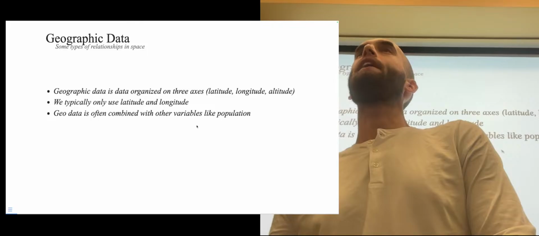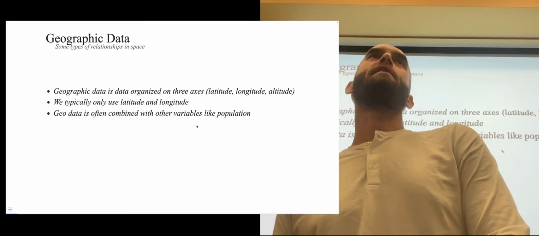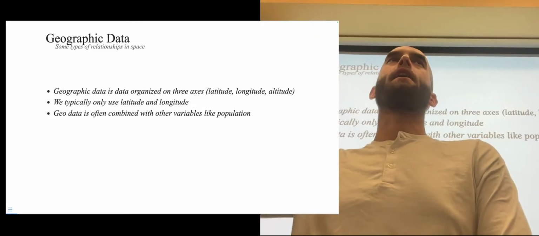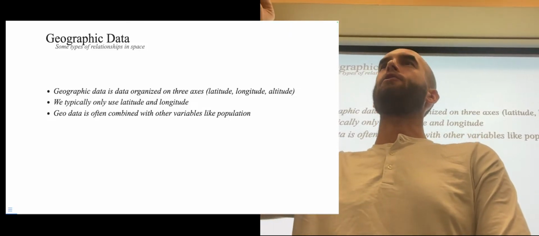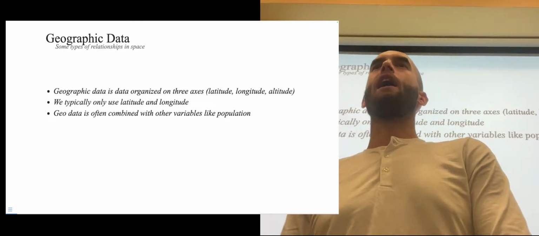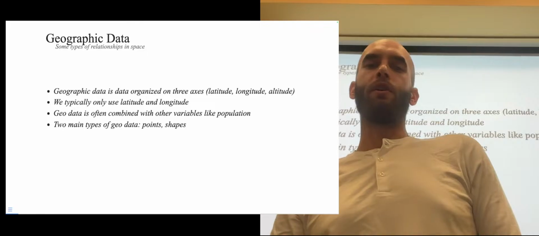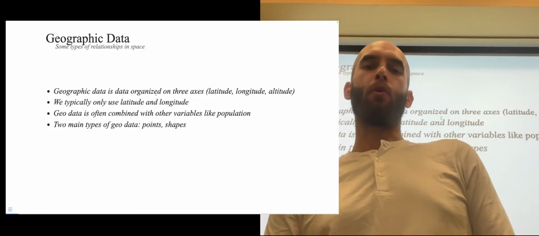And then, like in the homework, we also combine these things with other measures like population. So I have a bunch of cities in the data set, and each city has a population. And there's also average temperature in the data set. So you can take a look at that. So this is all for points.